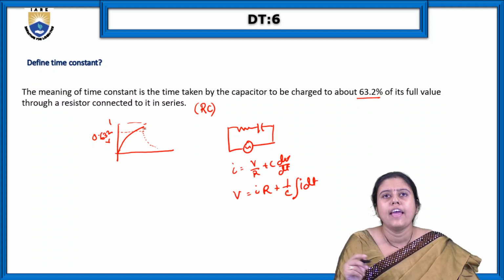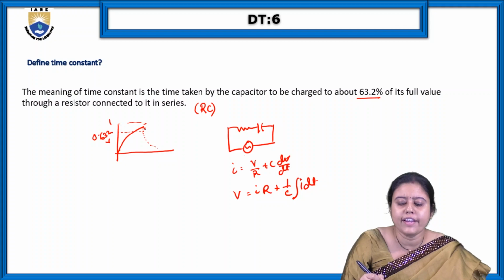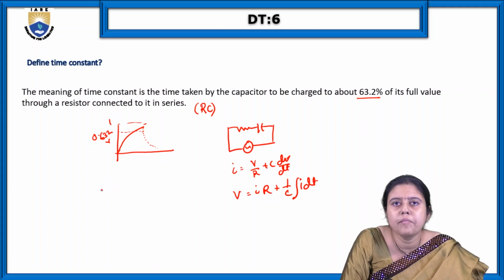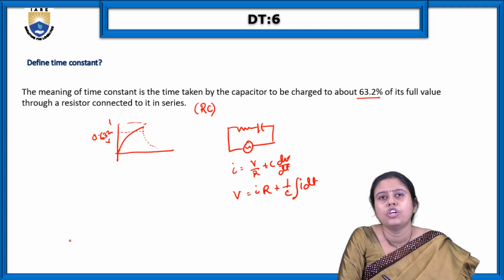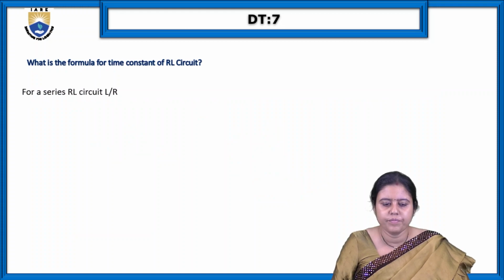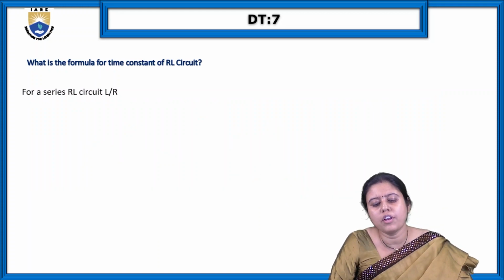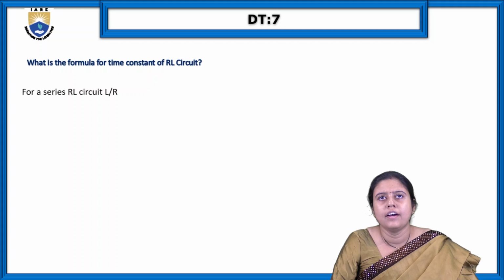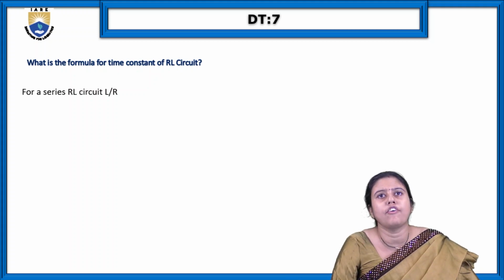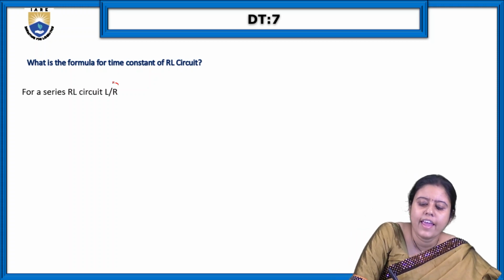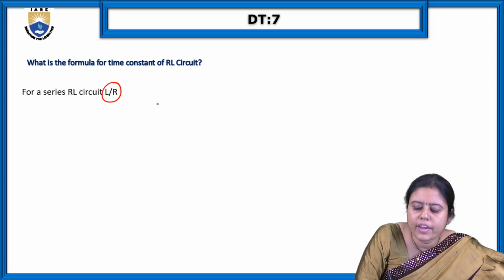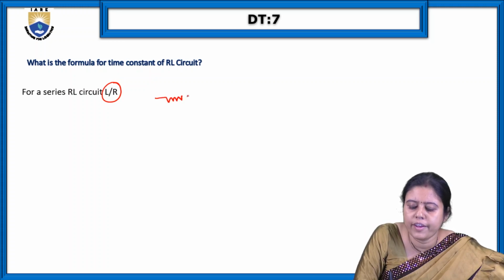Similarly, if we take an RL circuit, we also get the same thing: the time taken to charge up an inductor to 63.2%. So what is the formula of the time constant of an RL circuit? The time constant for a series RL circuit is L by R.